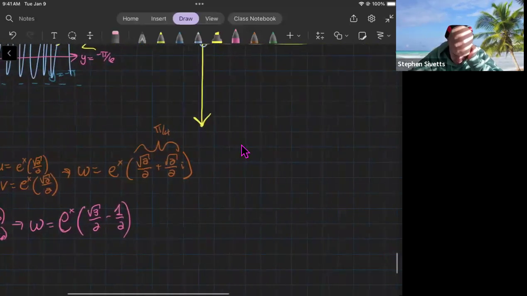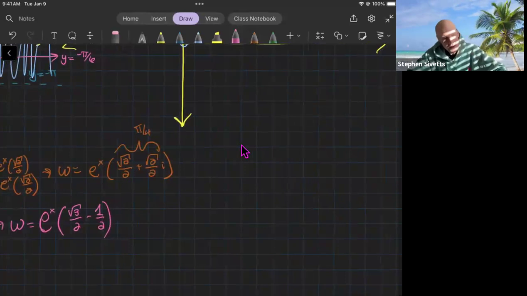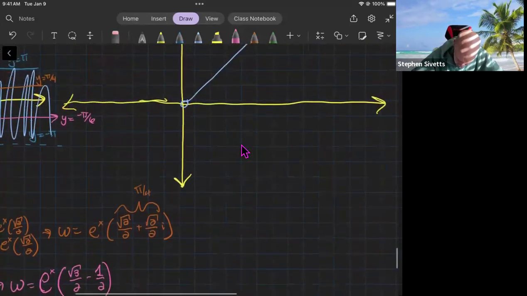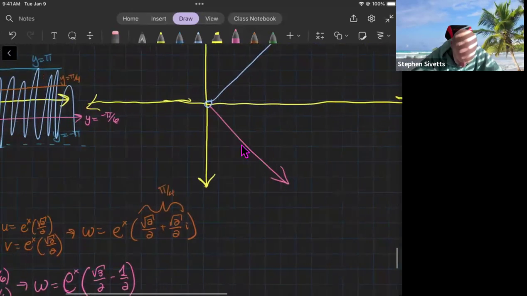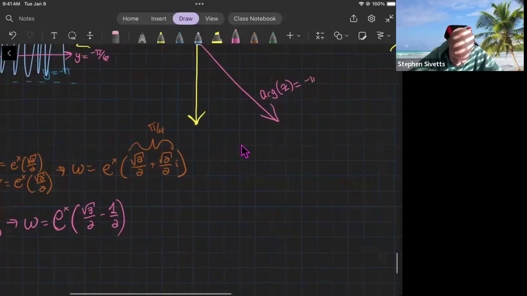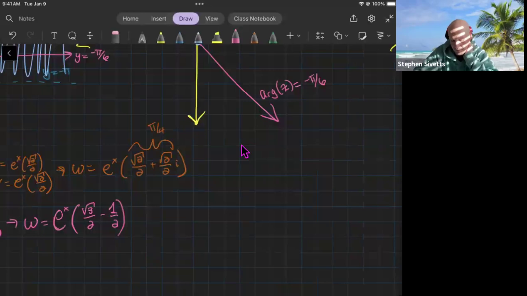So really we're going to have a ray that is spitting out in this direction, right? Spitting out in that direction. Okay. This is where the argument of z is minus pi over 6.